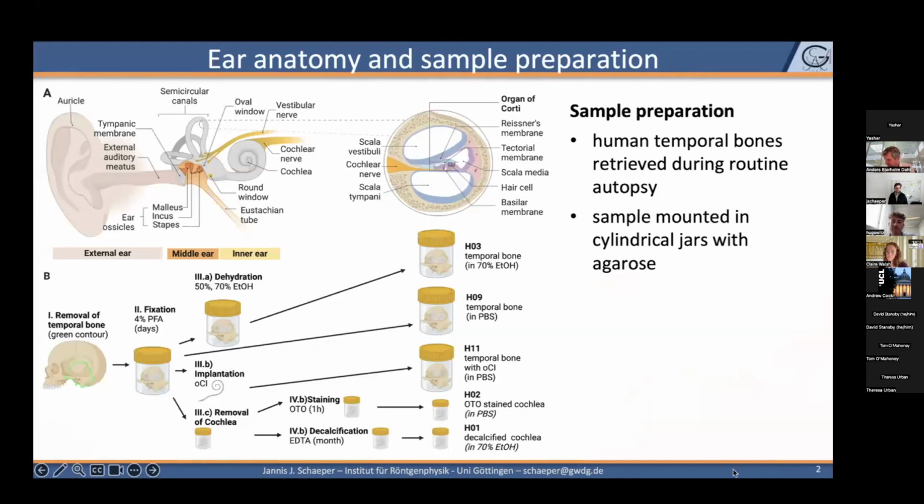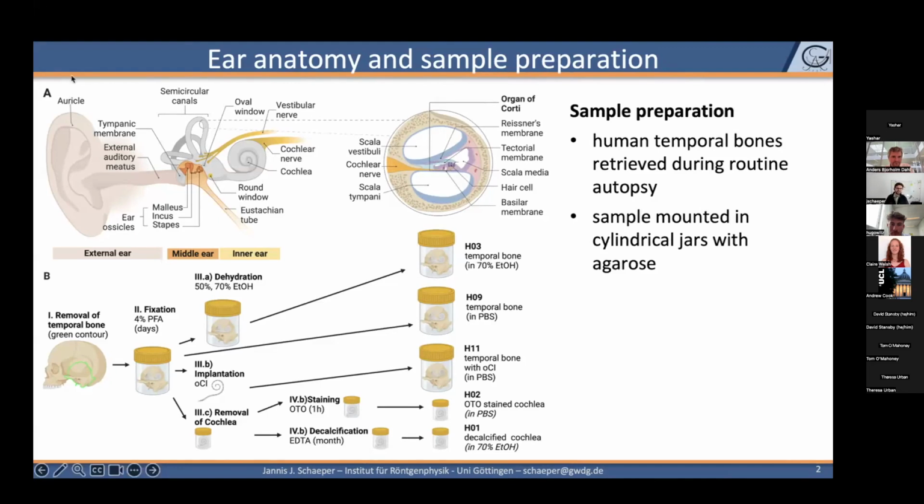So just to give you all a quick orientation, what we see is the auricle and the outer ear. Then we have the middle ear with the 3 ossicles and the inner ear with the cochlea. And this is a highly delicate and very 3-dimensional object.